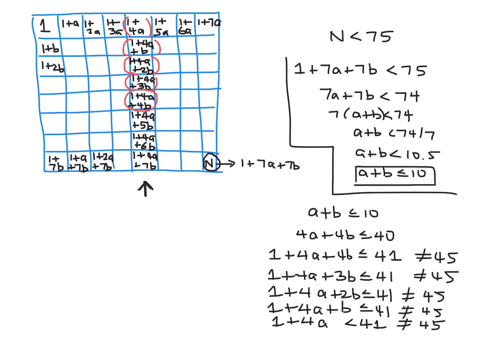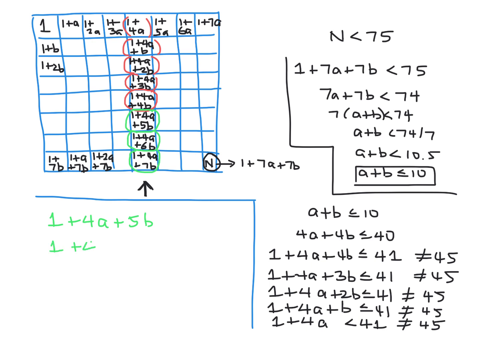So what that means is that the only candidates to be 45 have got to be these guys. This one that I'm circling in green, those three. So we've got either 1 plus 4a plus 5b, 1 plus 4a plus 6b, or 1 plus 4a plus 7b. These are the only ones that could be equal to 45.